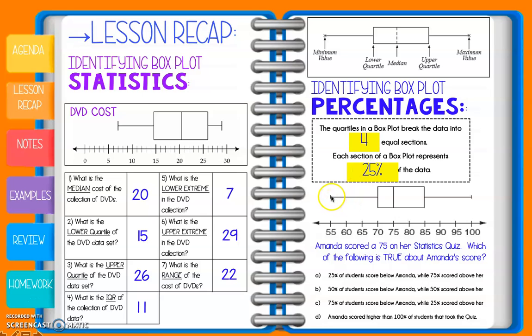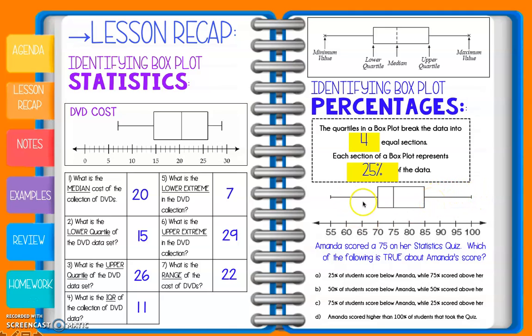So from the lower extreme to the lower quartile, here is one section, so that's 25% of data. From the lower quartile to the median, here is another section, so it's another 25% of the data. From the median to the upper quartile is another section, so that's another 25%. And then from the upper quartile to the upper extreme, that's another section, so that's another 25%.